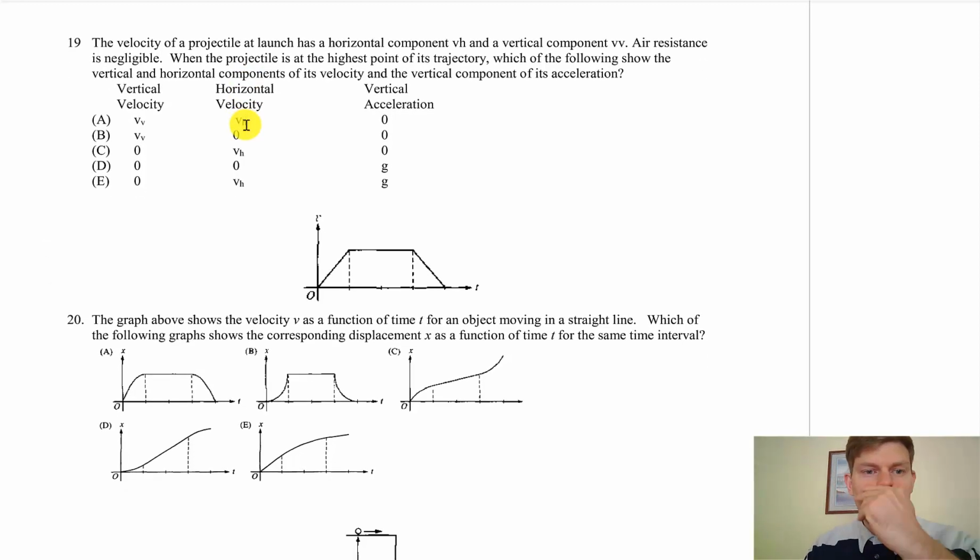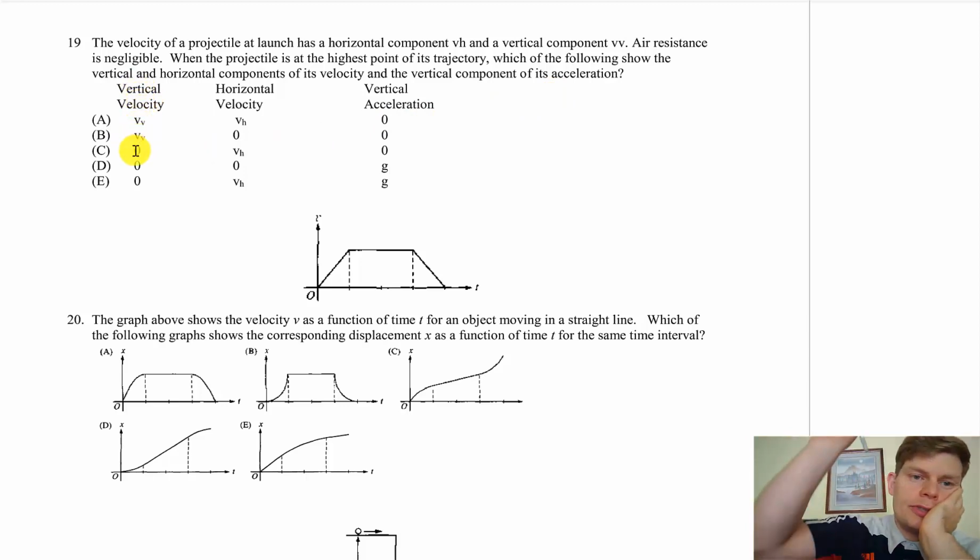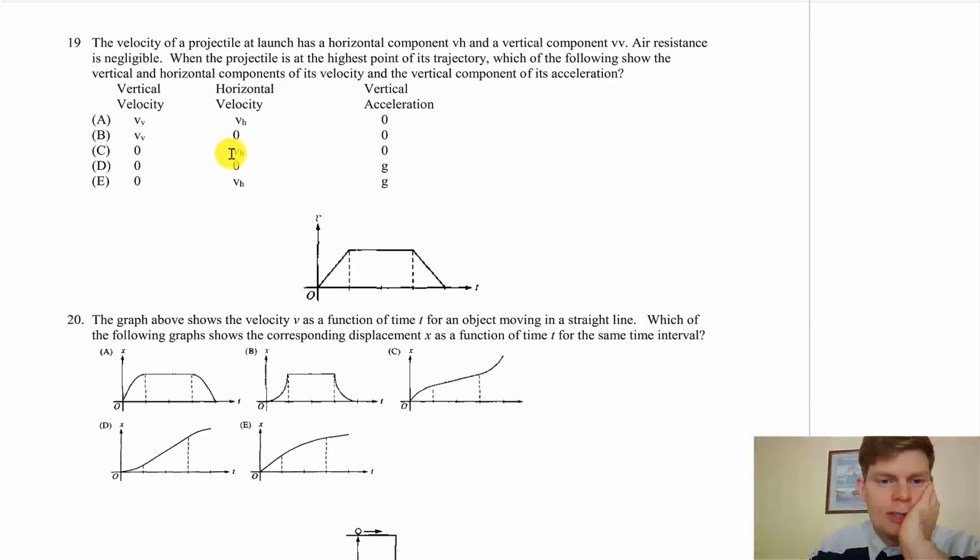And then if we keep going, we've got: velocity of projectile at launch is a horizontal component VH and a vertical component VV. Air resistance is negligible. When the projectile is at its highest point in its trajectory, which of the following shows the vertical and horizontal components of its velocity, and the vertical component of its acceleration. Your vertical velocity is going to go to 0, because again, it slows down, stops at the highest point. Your horizontal velocity is unaffected, but your acceleration is certainly still there, otherwise it would hang up in the air forever, which it does not. So your answer is E.